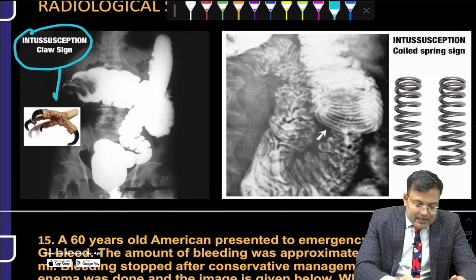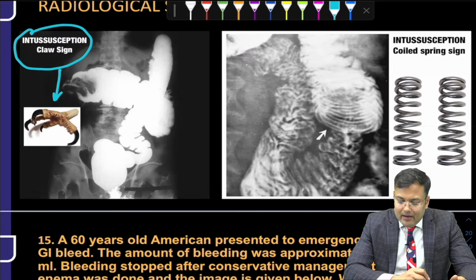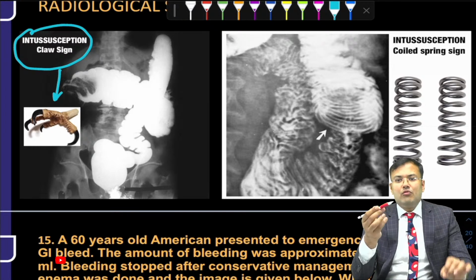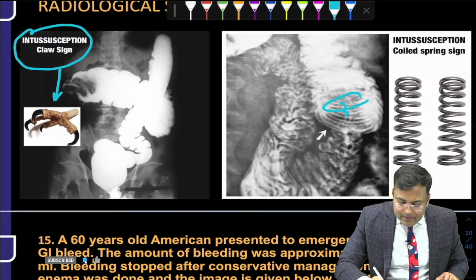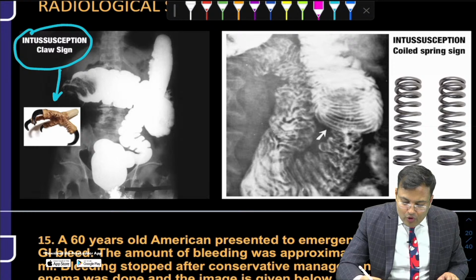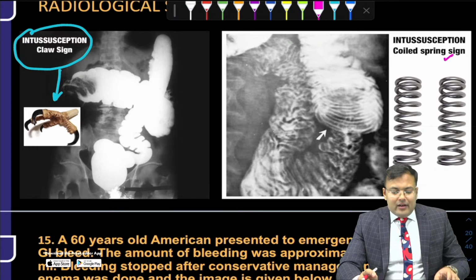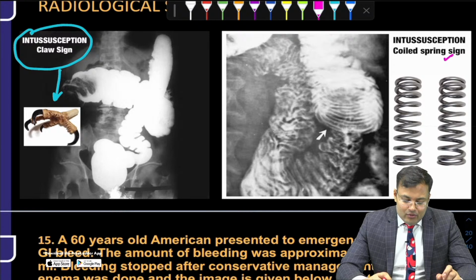There is the claw sign on intussusception. Which investigation? Barium enema. There is another sign. Since one loop of bowel enters into another, the internal lining is visible. It looks like a coiled spring. So, claw sign and coiled spring sign, both of these are seen in intussusception.